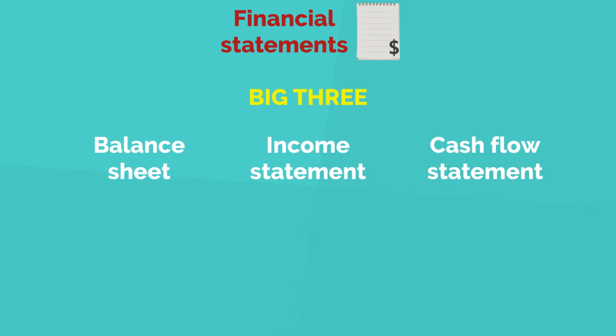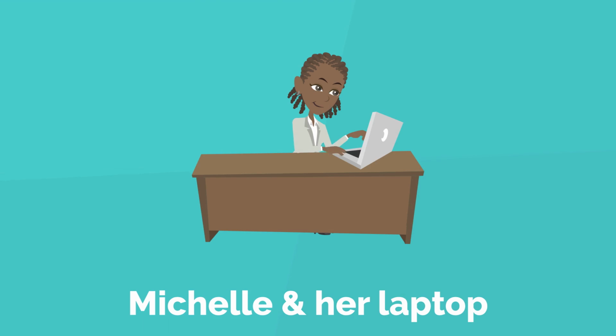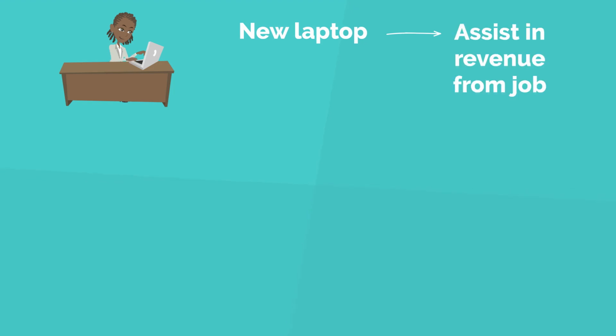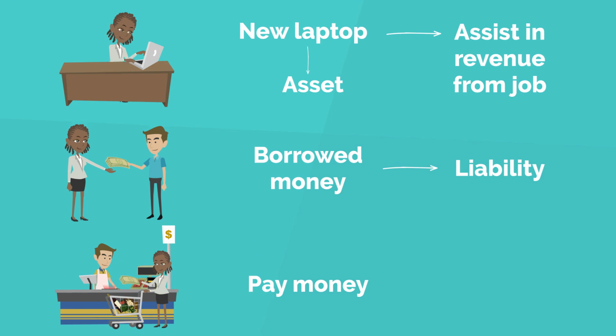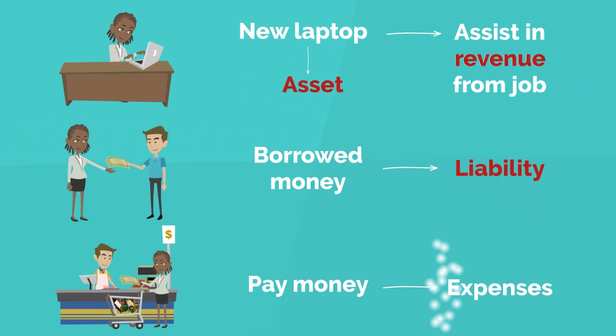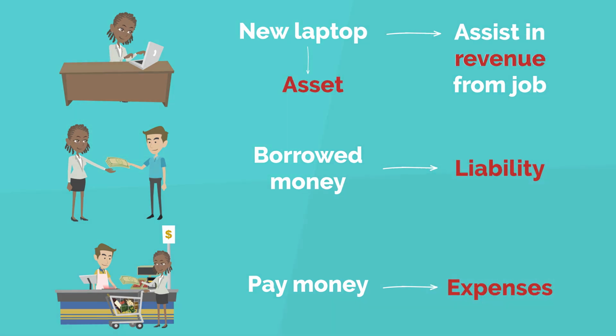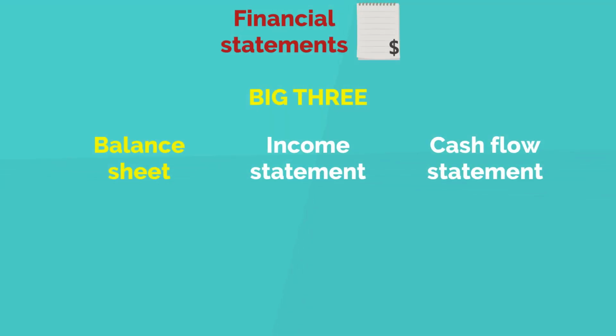Before we get into the description of these, let's revisit our Michelle's laptop crash scenario. After buying the new laptop, she is now in a better position to earn monthly revenue from her job. Her laptop is an asset. She also owes money to her friend, which she must repay. This debt is a liability. During the month, she pays money for things like groceries, rent, and new clothes. These outflows are expenses. Are you beginning to see why accounting is the language of business? We've just introduced 4 new terms: revenues, assets, liabilities, and expenses. Keeping this in mind, let's first look at the balance sheet.